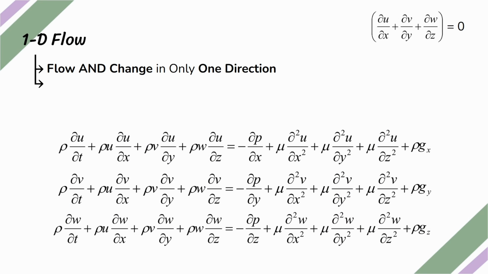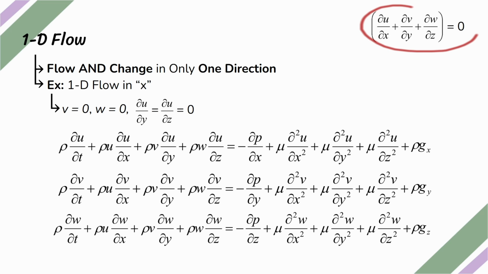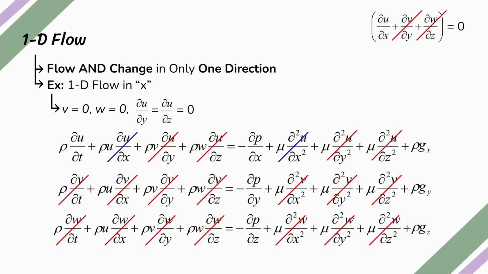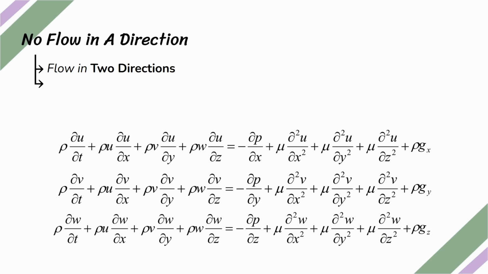Okay, so 1D flow is flow and change in only one direction. So for example, if we do 1D flow in the X direction, we will get V equals 0, W equal to 0, and we'll also get 2 extra terms, du/dy and du/dz equal to 0. Also, I have the continuity equation on the upper right. The same explanation that I did earlier with unidirectional flow also applies to 1D flow. So you can see here, all these terms cancel, and the blue ones are because of the continuity equation on the upper right.